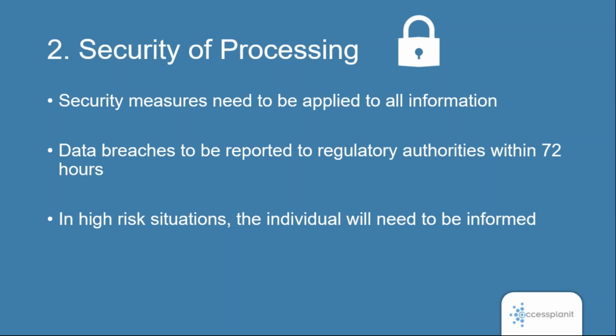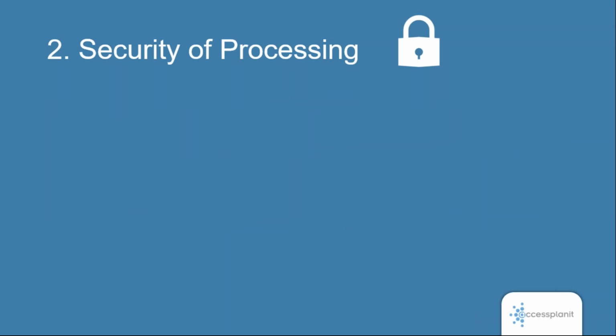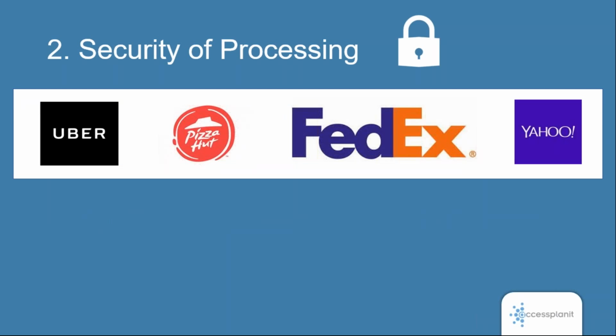Data breaches will have to be reported to authorities within 72 hours, and in high-risk situations, the individual needs to be informed. So I'll go to the next slide and have a look at a few of these companies. What do these all have in common? Over the last couple of years, these have all been victims of data breaches. Some of those you might have heard of, others not.